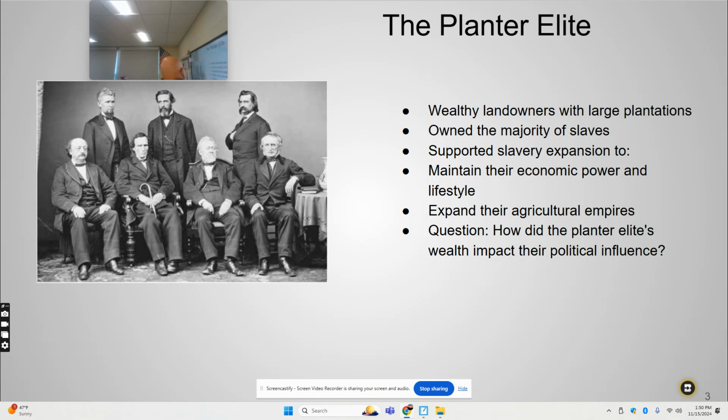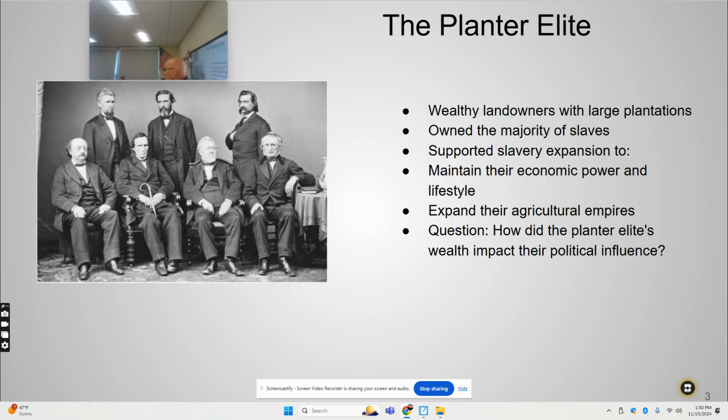One thing I want to point out here is that your planter elite owned the majority of slaves, meaning the majority of slaves were owned by a handful of whites, okay? I don't want anybody leaving class today thinking that every white in the South was a slaveholder. That simply was not the case. You had a relatively small number of whites that owned large numbers of slaves, but it gave them very much influence in Southern society.